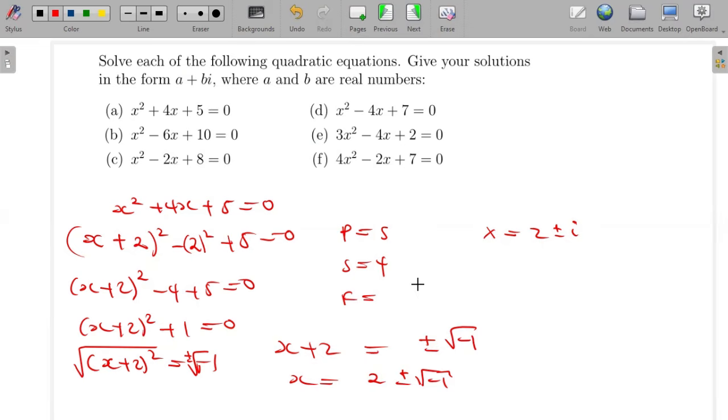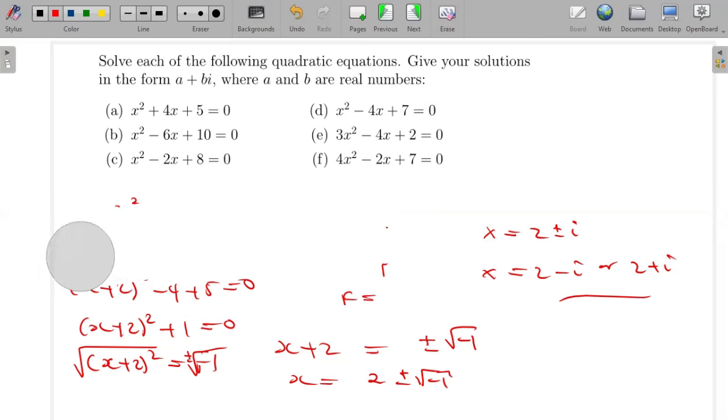The values that I get are x is equal to negative 2 minus i, or x is equal to negative 2 plus i. Okay, so I have gotten those values in that form. Okay, let's go on to the next one.